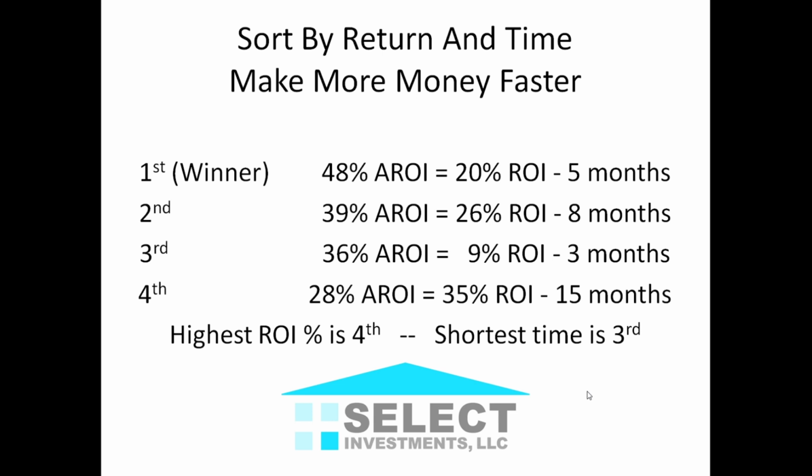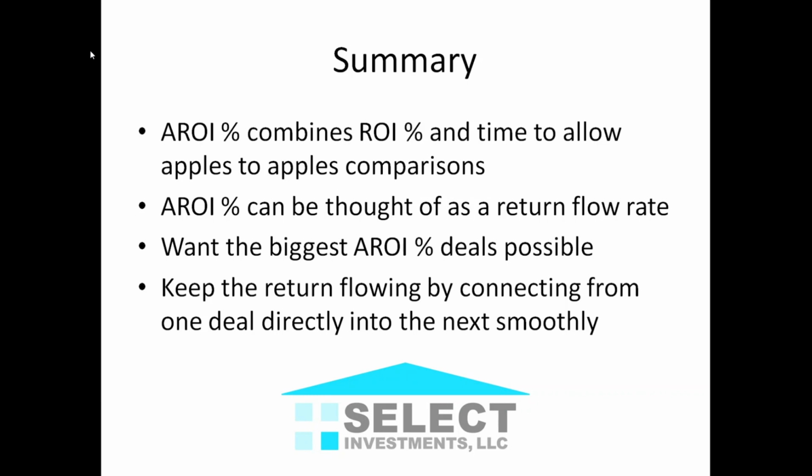Hopefully, now you see that the annualized return on investment percentage is a measure of cash flow relative to our investment. In summary, the annual return on investment percentage combines the return on investment percentage and time to allow apples to apples comparisons. The annual return on investment percentage can be thought of as a return flow rate, where we want the biggest annualized return on investment percentage deals possible, and we need to keep the return flowing by connecting from one deal directly into the next smoothly.